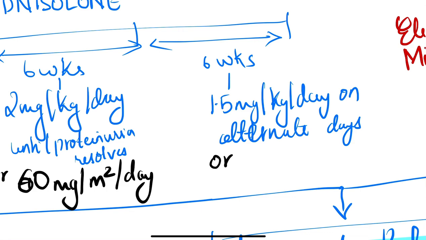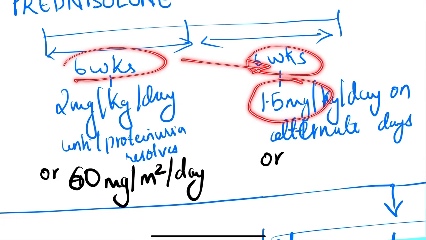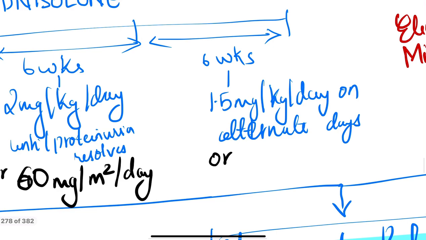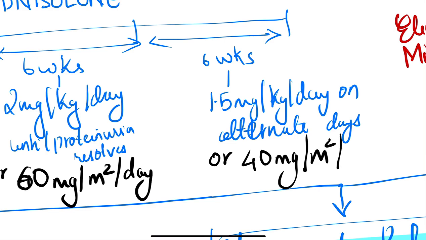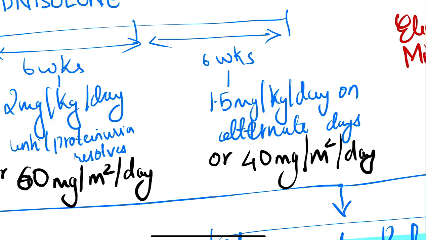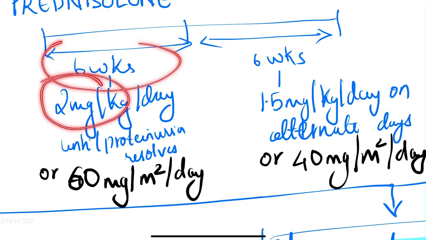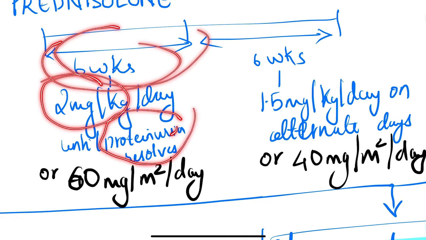And after that, of course, with steroids you have to taper it. So taper it in the next 6 weeks with a low dose of 1.5 mg per kg per day on alternate days. That is nothing but, based on body surface area, 40 mg per meter square per day. You can write whatever you want, but I would prefer this one based on body weight, 1.5 mg per kg per day on alternate days. That's how you taper it. Most of the time, it resolves in the 6 weeks of the high dose in most cases.